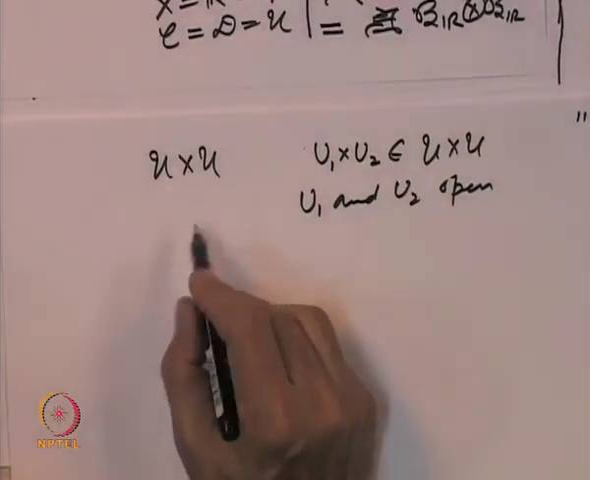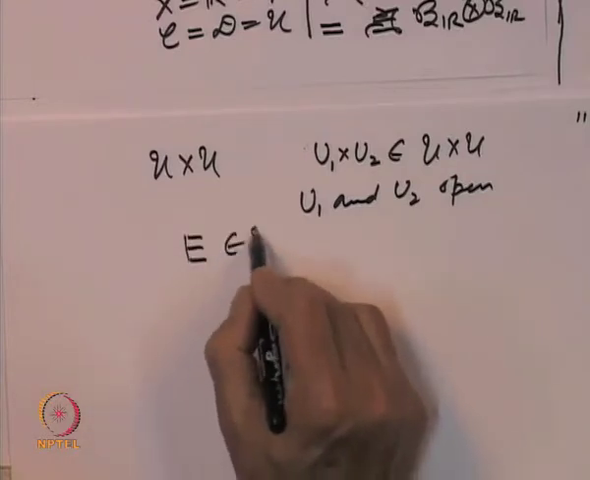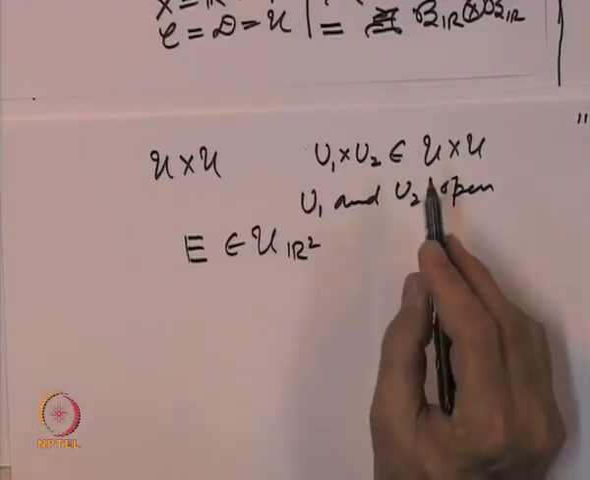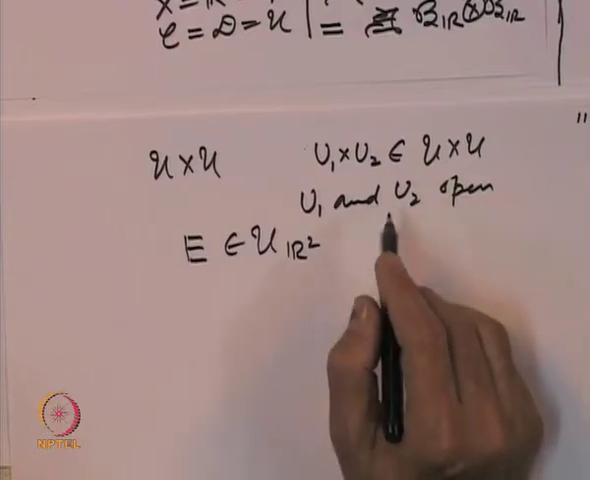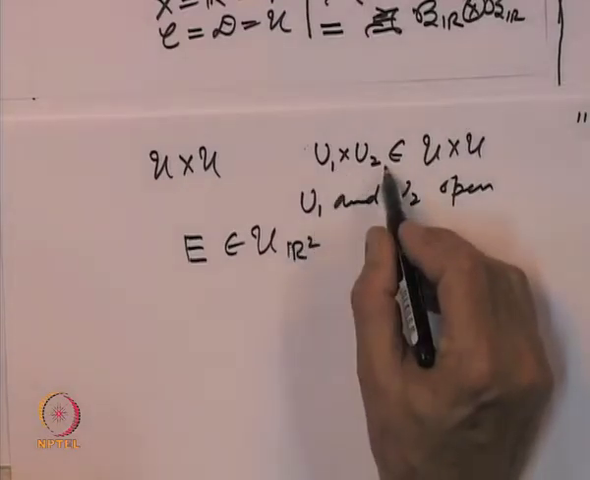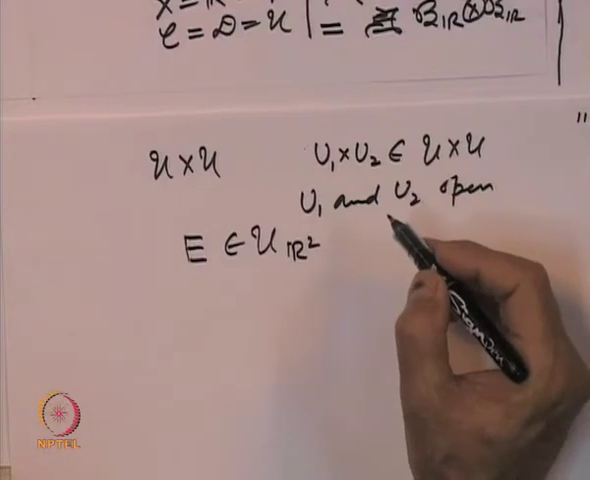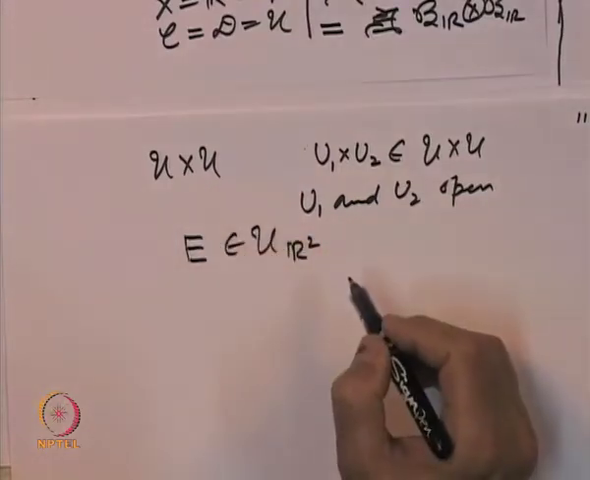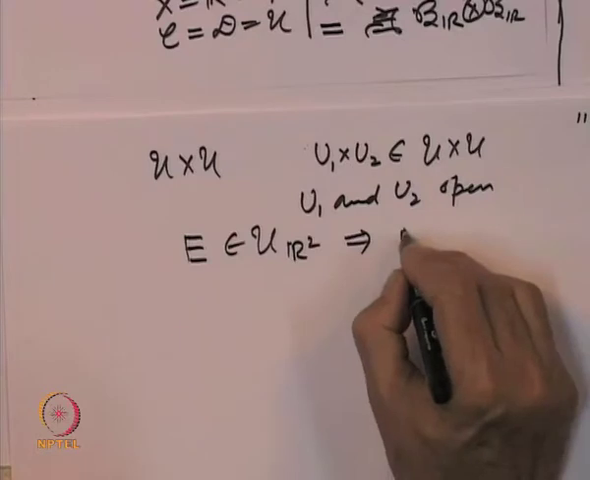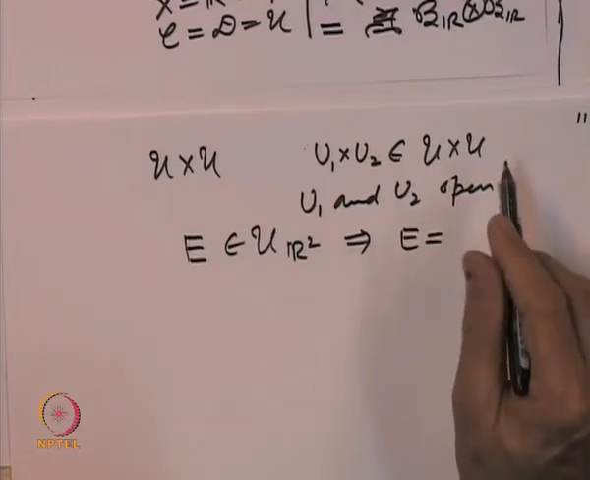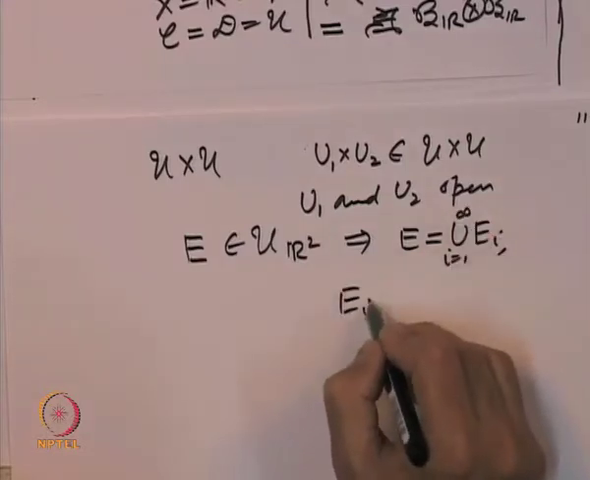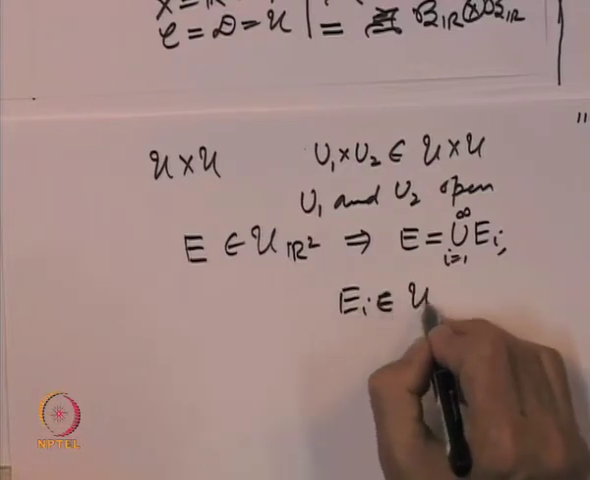And now, if you take any open set, say E, any open set in R^2, then this is a fact from basic metric spaces that the sets of the type U1 cross U2 form a base for the topology of open sets of R^2. So, this implies that E can be written as a countable union of sets E_i, i from 1 to infinity, where each E_i belongs to U cross U.